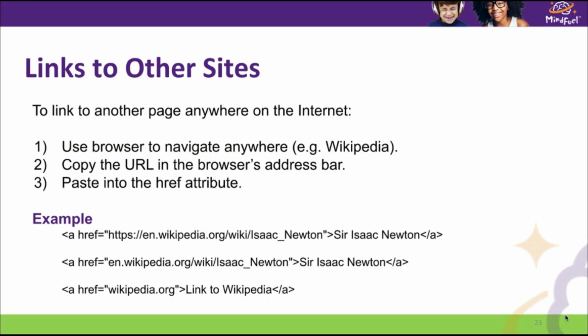Now, to link to another page anywhere on the internet, I would need to follow these steps. First one is use your browser to go somewhere on the internet. You can use Wikipedia again here if you want. You will see the address for the site, the URL, in your browser's address bar. You just need to copy it and then paste it into the href attribute's value.